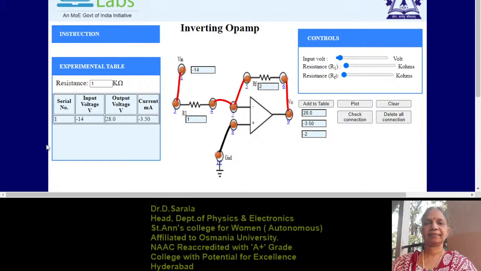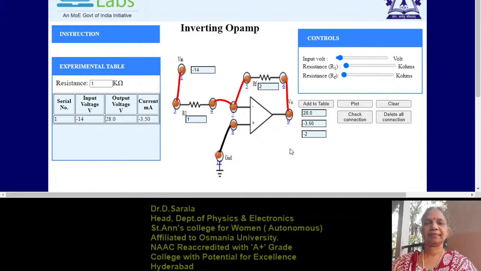add to table. So minus 14 is your input voltage. The output voltage is 28. So what is the gain? Output voltage by input. It is minus 2. You can add one more column when you take this. The gain, you can see from here also the gain.